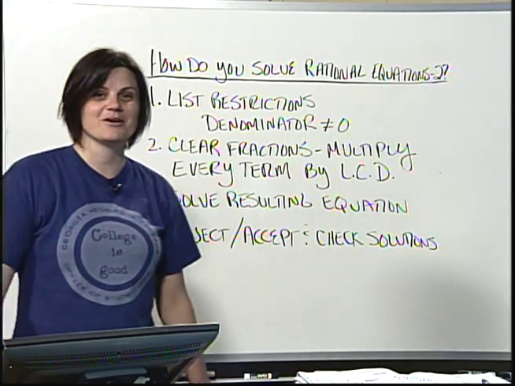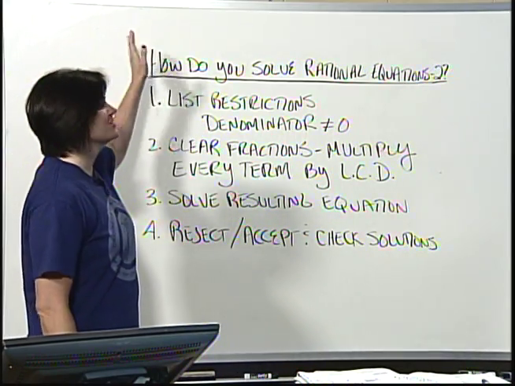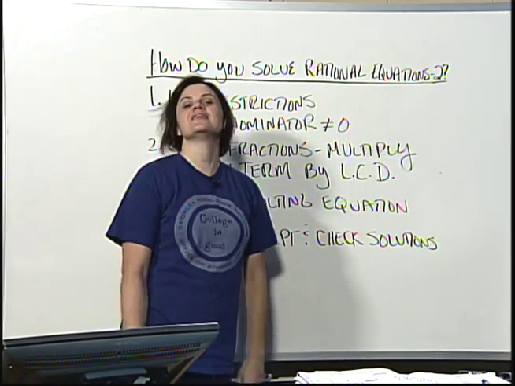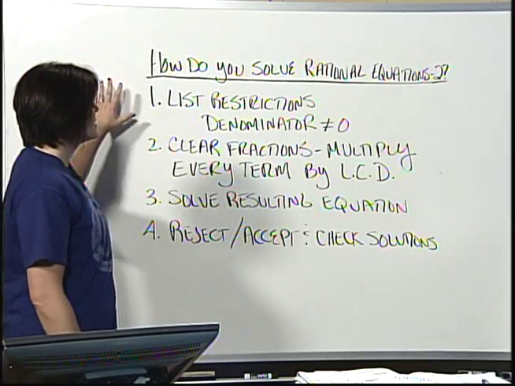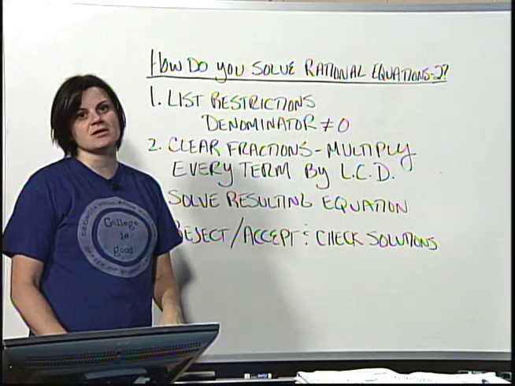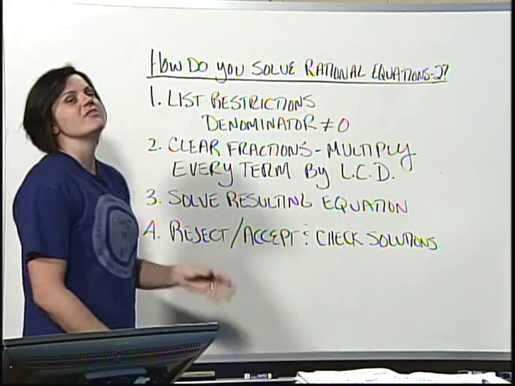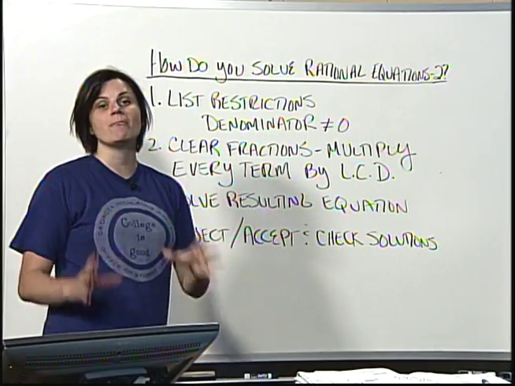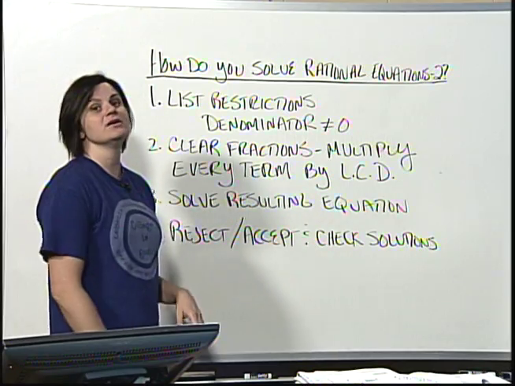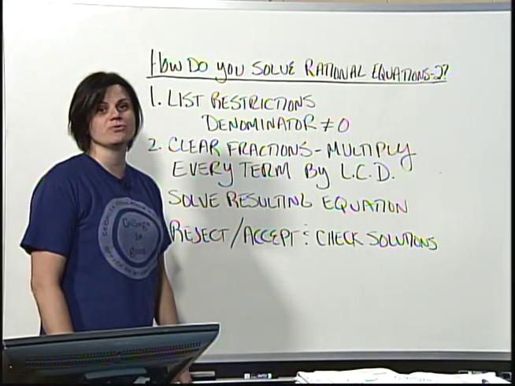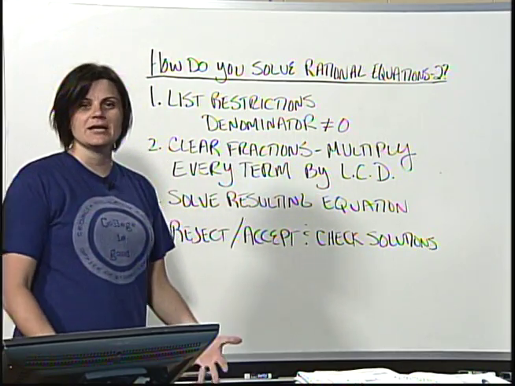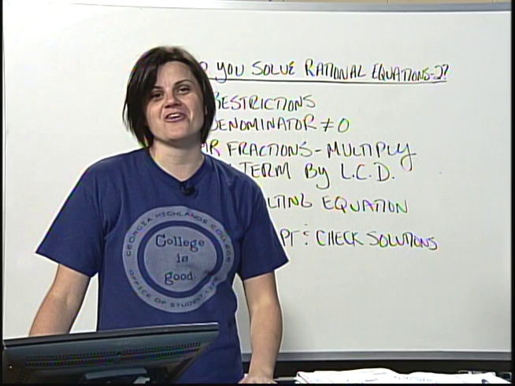In this video segment, we'll also be answering the question, how do you solve rational equations? Notice there's a 2 there, meaning this is the second example in this video series. So the first thing we want to do, I'll just remind you of the steps, is to list the restrictions because the denominator cannot be equal to 0. Then we're going to clear all the fractions out by multiplying each and every term by the LCD. Finally, we'll solve whatever resulting equation we have, and then we'll either reject or check and accept any solutions that show up. Let's take a look at our example.